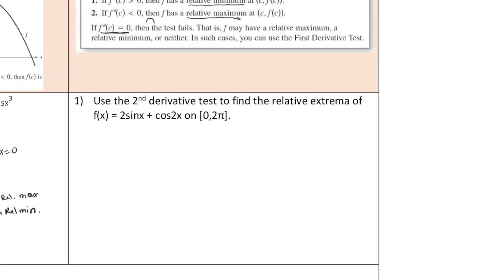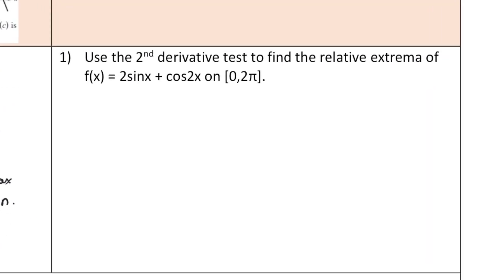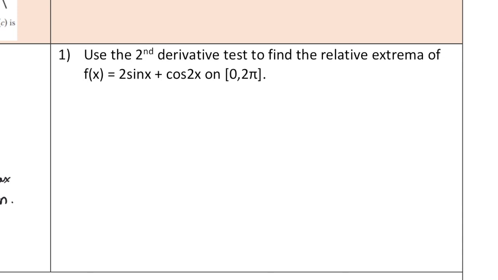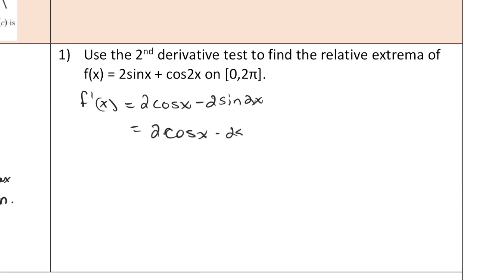So let's use the second derivative test to figure out where we have relative extrema for f of x. Determining our critical numbers, f prime of x is going to be equal to 2 cosine x minus 2 sine 2x. And then if we determine where this is 0, we might want to use some algebra. We write this as 2 cosine x minus 2 sine x cosine x, but we have to multiply by 2 again.